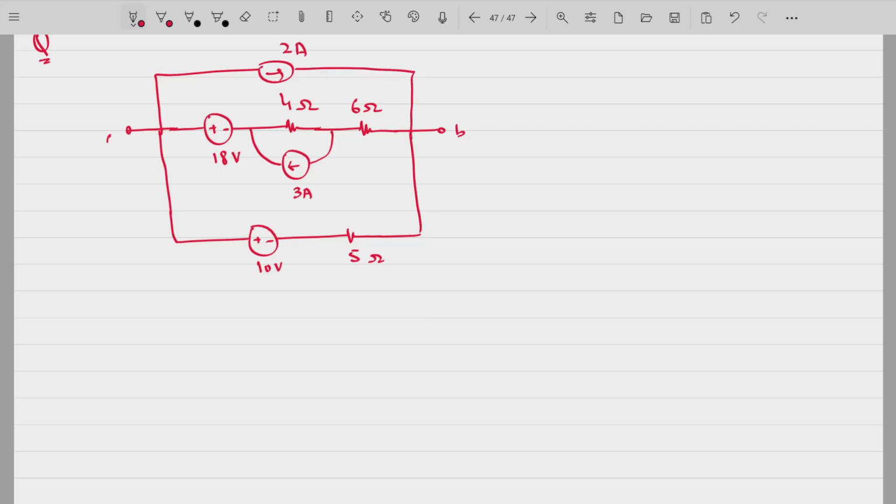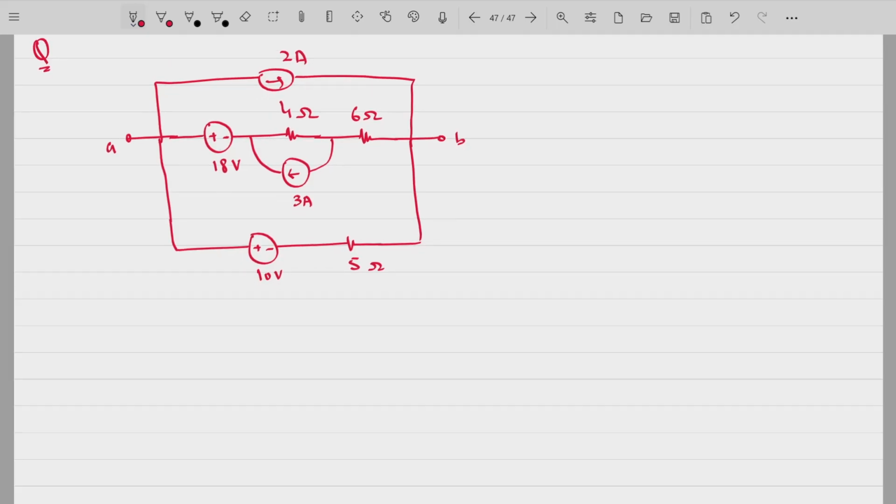Find out the Thevenin equivalent of this circuit across points A and B. इसमें जैसे नॉर्मली थेवेनिन्स करते हैं वैसे करने की जरूरत भी नहीं है. RTH तो 3.33 आ रहा है.